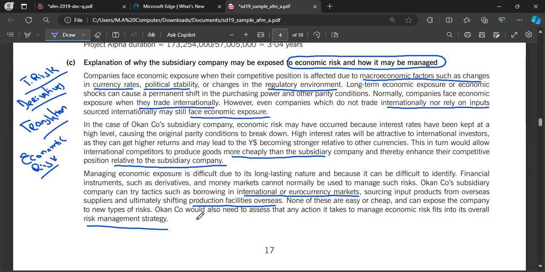And what you can do is import your supplies from other countries from where you can have them at a cheaper price. Or the other thing is, wherever your competitors are based, you may shift there.